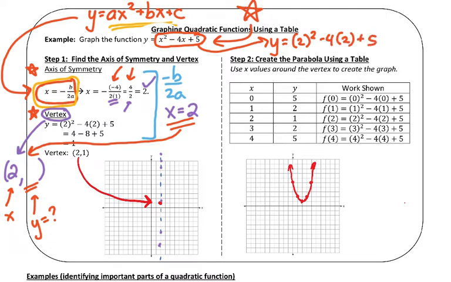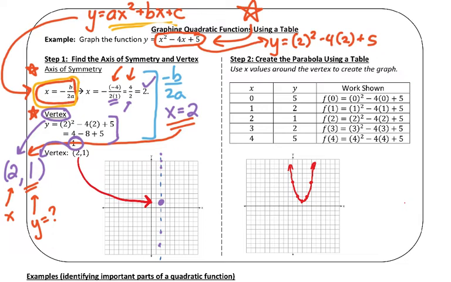Great. And back over here, you see they did that work for us. And when we simplified and did our order of operations, we got y equals 1. Great. So I'll put that right there. My vertex is at 2, 1. And if you see over here on my graph, my x and y axis at 2, 1, there's my vertex.